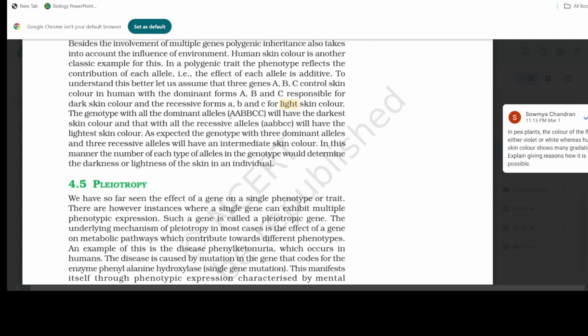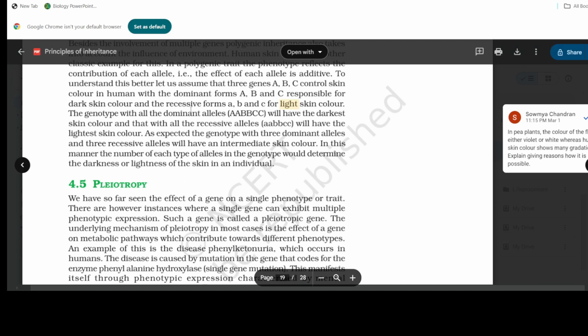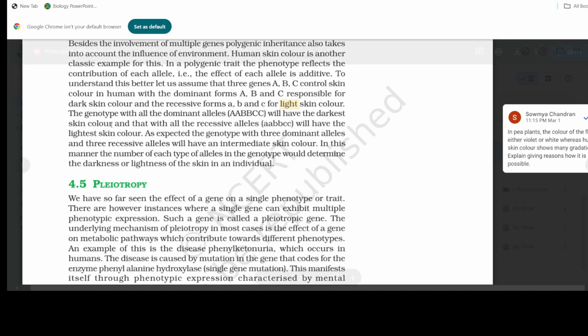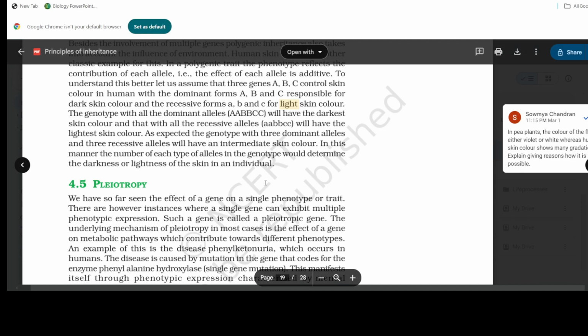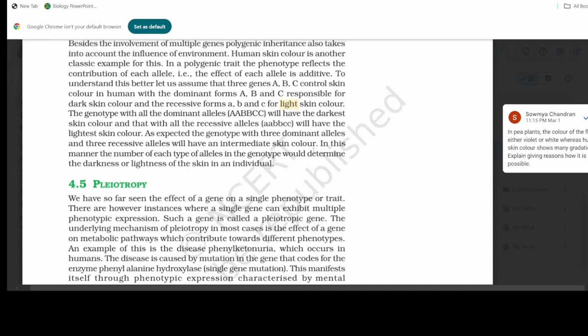Once these dominant alleles get added up, for example, if there is only one dominant and the rest are all recessive, then it is for light colored skin. If it's totally recessive, then it would be an albino color. Then as the dominant characters get added up, we'll have the darker colors. So the genotype with all dominant genes will have the darkest skin color. Clear? And according to the number of dominant and recessive alleles, the skin color grades may change. Let's move to the next question.